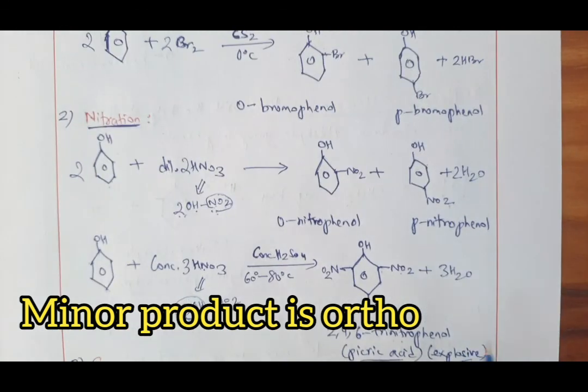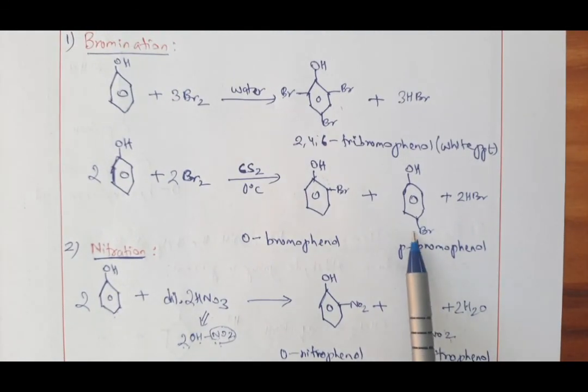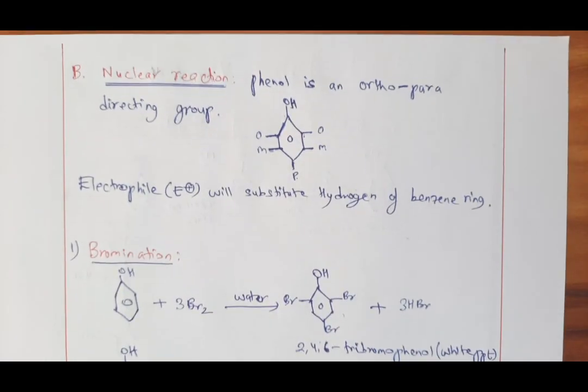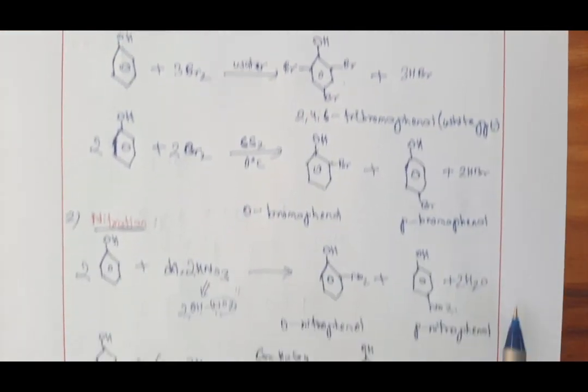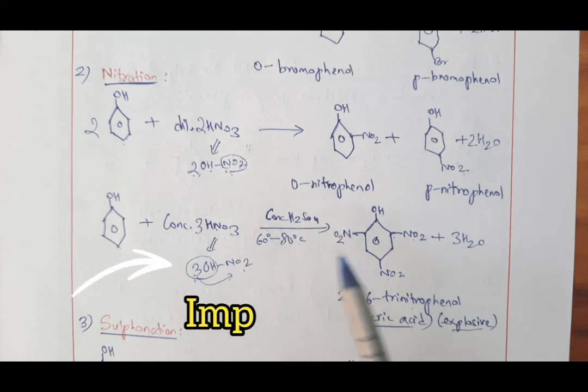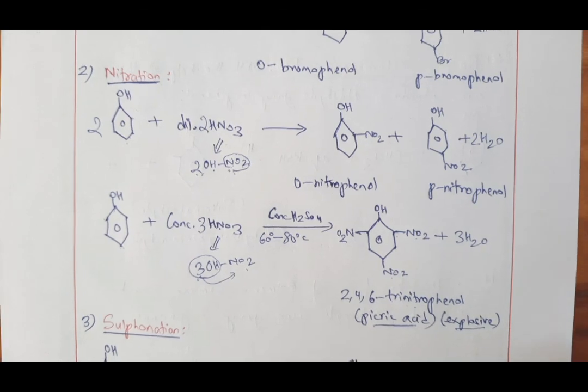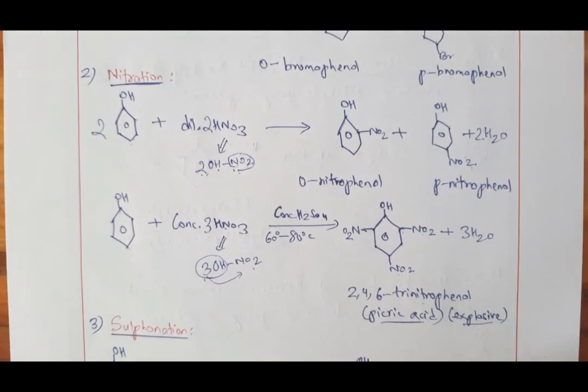Same way here also, the major product is para, minor is ortho. Same way here also. And to remember, out of all these nuclear reactions of phenol, the most important one is this one. When phenol reacts with concentrated nitric acid and concentrated sulfuric acid at 60 to 80 degrees, you get picric acid, which is an explosive compound. 10,000% sure it may come. So by this, we come to the end of nuclear reactions of phenol.